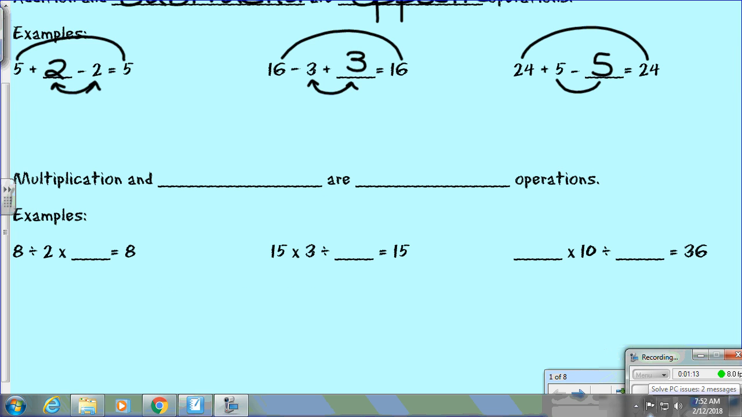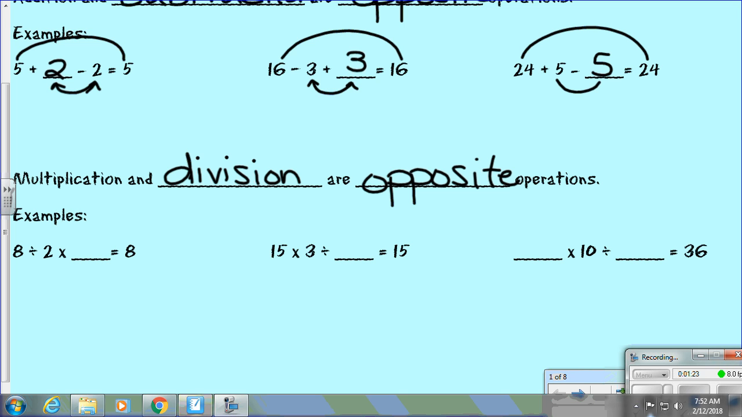Division. Okay, so multiplication and division are opposite operations. Very similar to what we did with the adding and subtracting, we will do the same thing with multiplying and dividing. So if I start with 8 and divide by 2 and multiply by what number would I end up with 8? 2. Again, the insides match and the outsides match.